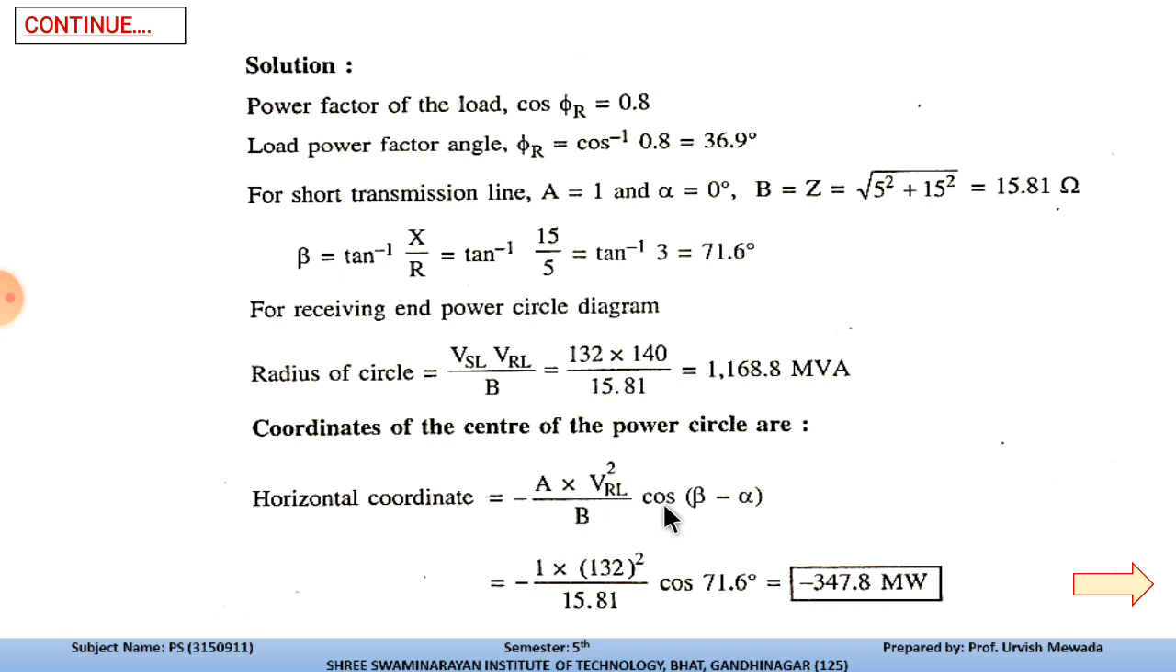Now the horizontal coordinate, the equation we derived from the previous theory, is minus A by B VR square cos of beta minus alpha. We have all the values of A, B, VR square and cos of beta minus alpha. By putting in these values, we get the horizontal coordinate as minus 347.8 megawatt.